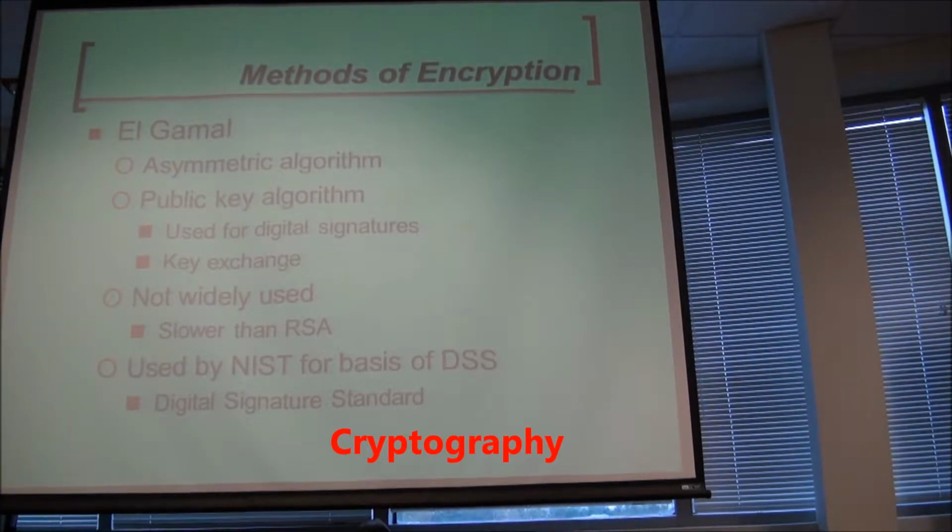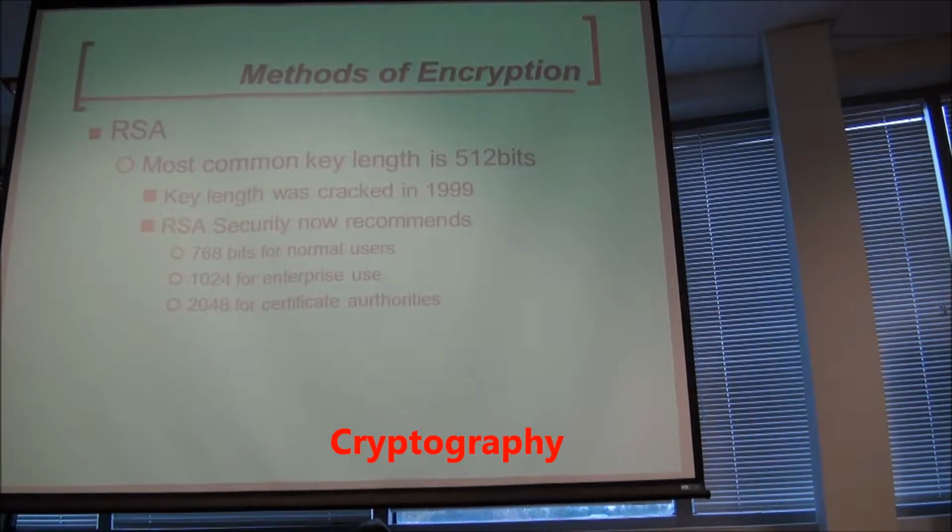128-bit takes trillions of years or whatever. Then how come the 512-bit RSA key length was cracked? Great question. Anybody know the answer? Because it's public-private key. This is not a secret key. And so there are two different systems, two different ways that the confidentiality happens.